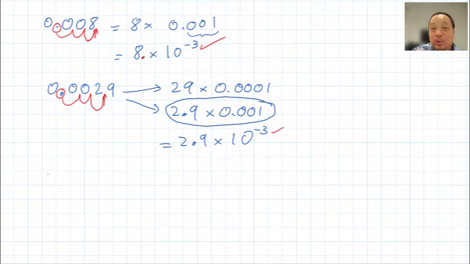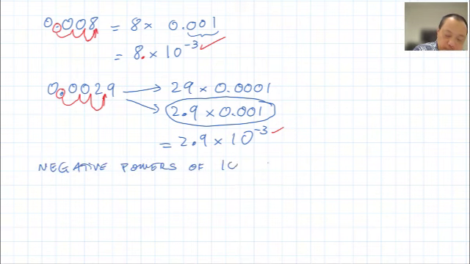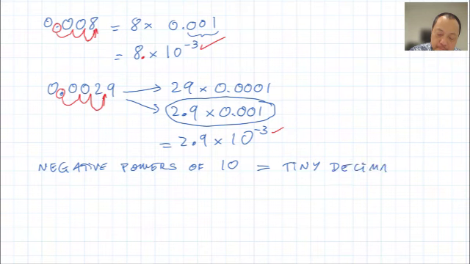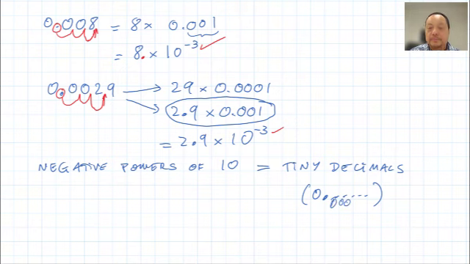I will now write down what a negative power of 10 is for. Negative powers of 10 relate to a very tiny decimal. 0 point something something. There may be some extra zeros in here as well.